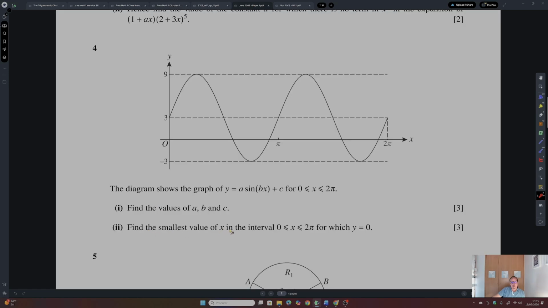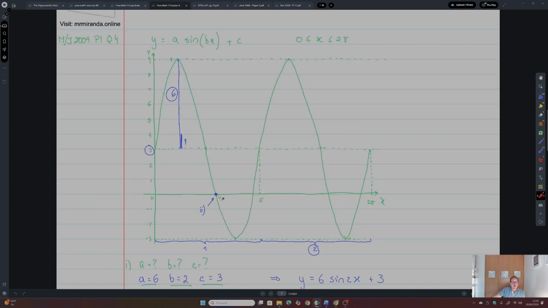Find the smallest value of x in the interval 0 to 2 pi for which y equals 0. It is represented here by this point. Y equals 0 in this point, this point, this point, and that one. The smallest one is that one.